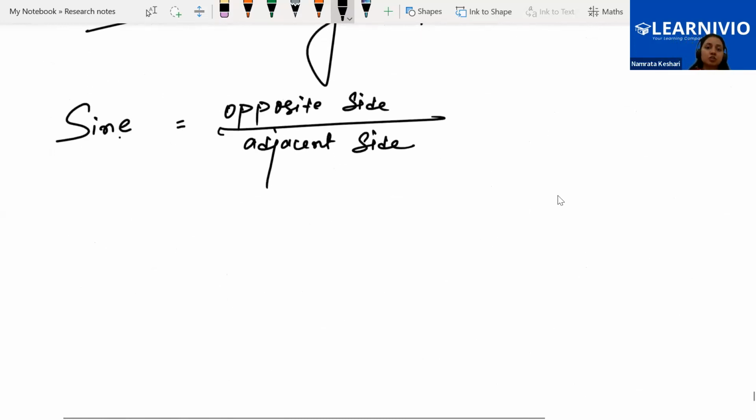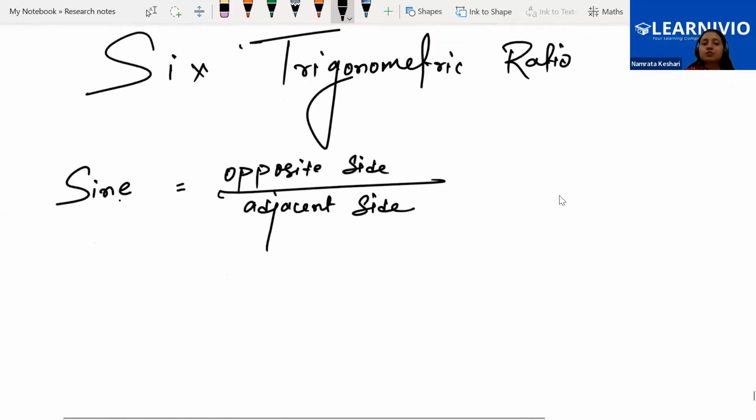Six trigonometric ratios are there. The first ratio's name is sine theta. We will be representing our angle from now with Greek symbols, that is theta, phi. These symbols we will be using to represent the angles. So the first one is sine. Next one is cosine.